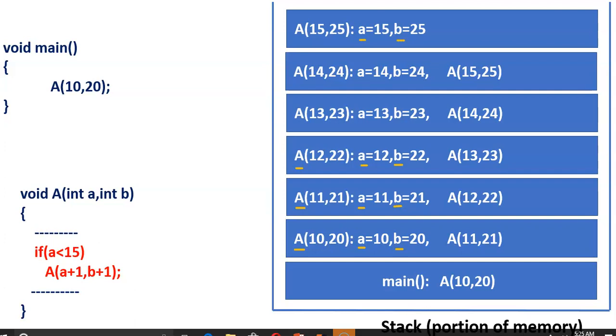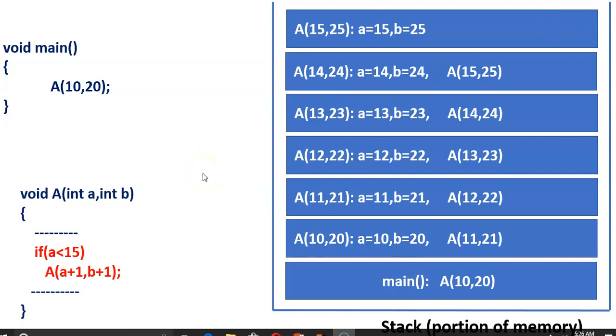Now in this particular case, what is the condition here? A value is less than 15. Now 15 is not less than 15. That means at this point of time, the recursion will be stopped. There will be no more function calls. This is the purpose of the base condition. It is used to exit from the recursion.